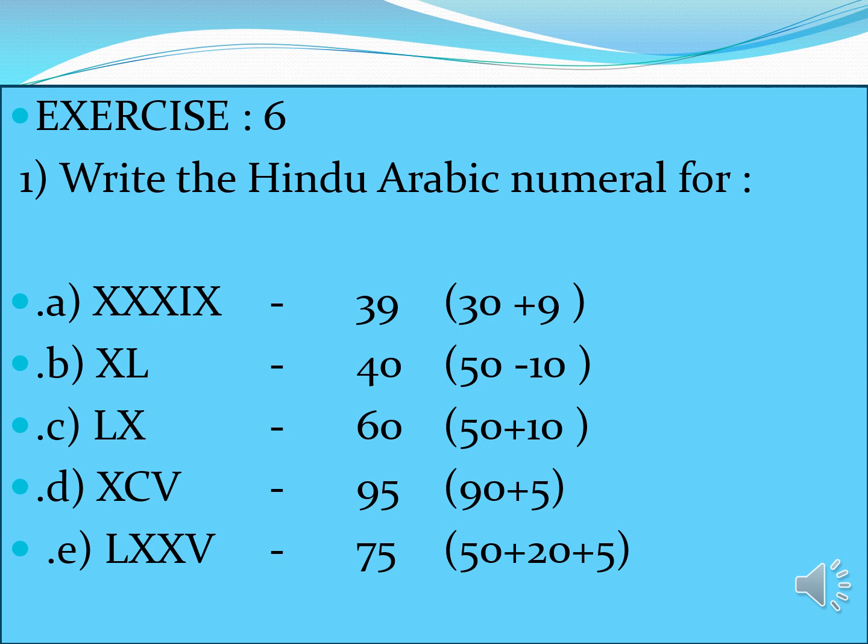The fourth question. XCV. C is having the value 100 and X is written before that. So that means we want to subtract X from C. It represents 90 and V also there. So 90 plus 5, 95. You got it? XCV. C for 100 and X for 10. We want to subtract 10 from 100, that is 90. And V also there, that we want to add. So 95.